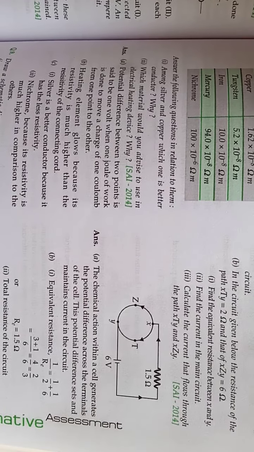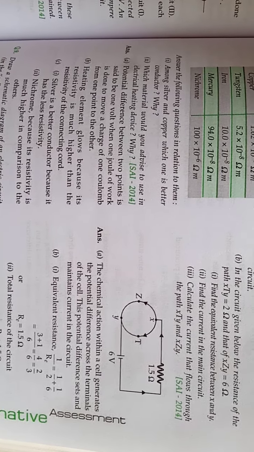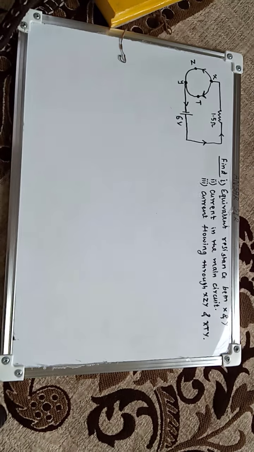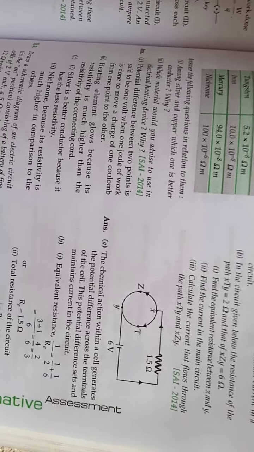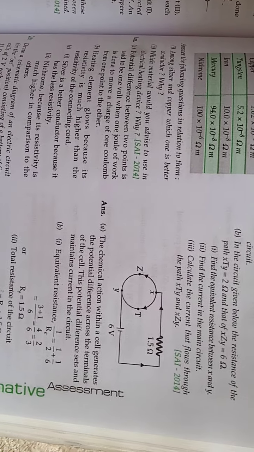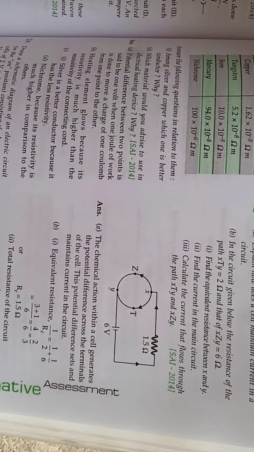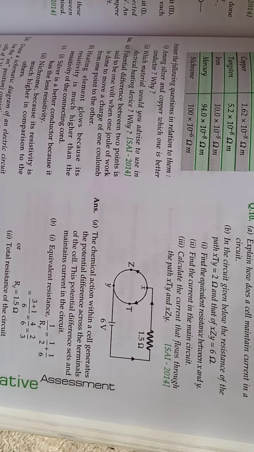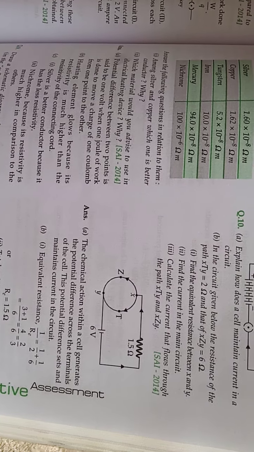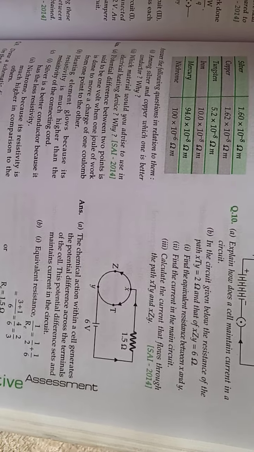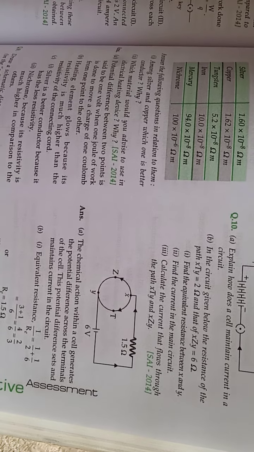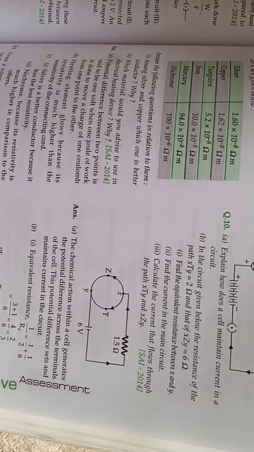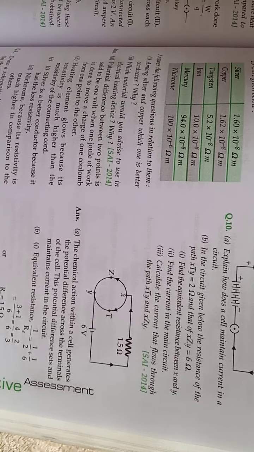See student, this is Evergreen, and a question was asked in Essay 1 2014 board exam, question number C, question number 10. A is very easy: explain how a cell maintains current in a circuit. So the answer is: chemical reaction within a cell generates voltage, and because of this voltage the current flows.